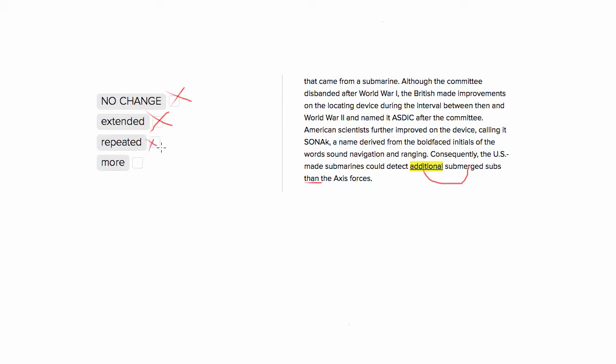No good. "More" is going to be our correct answer, because if we were to write "more" in here, it would make a lot more sense because you're using a "more than." So they could detect more submerged subs than the Axis forces. Correct use of a modifier, and thus our correct answer.